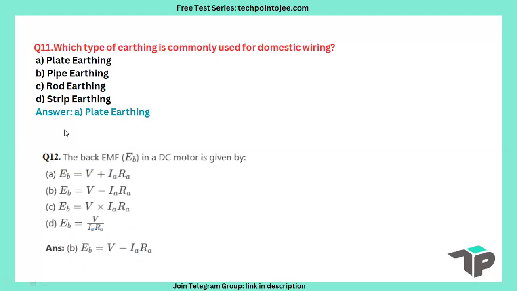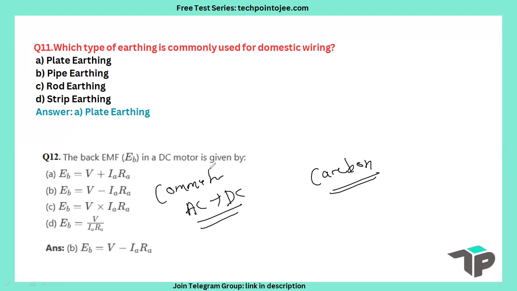The brush which is used in the DC machine is made of a carbon material, carbon brush. And the function of a commutator is to convert AC to DC. The work of the commutator is AC to DC conversion.